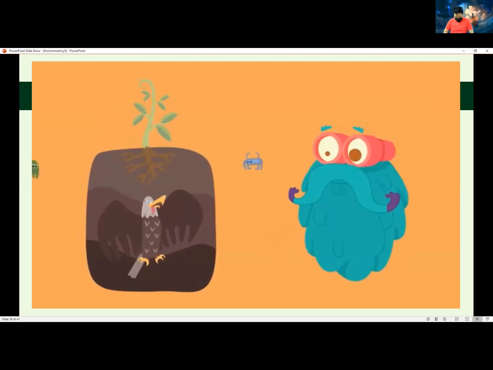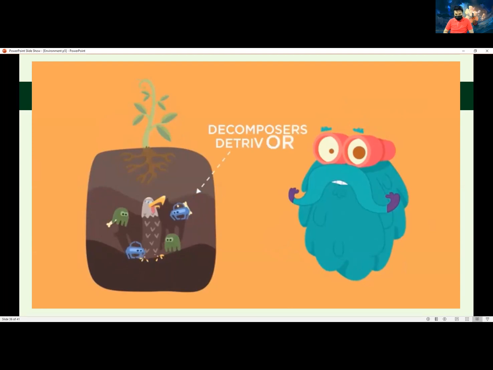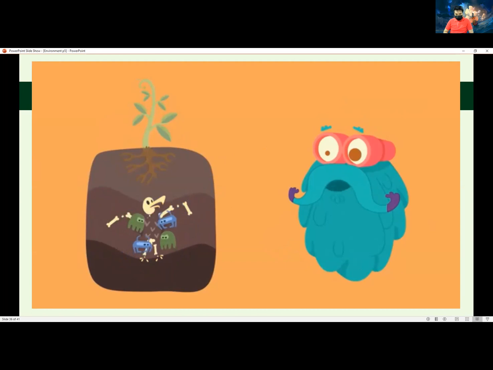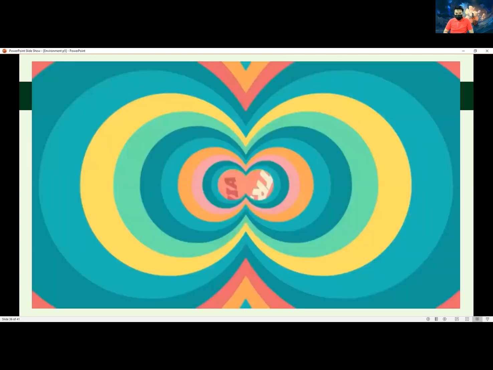Decomposers. Bacteria and fungi are decomposers. They are also called detritivores. They eat decaying matter, that is dead plants and animals, and in the process, they break them down and decompose them. When that happens, they release nutrients and mineral salts back into the soil, which then is used by the plants.